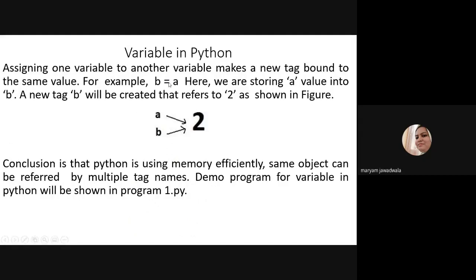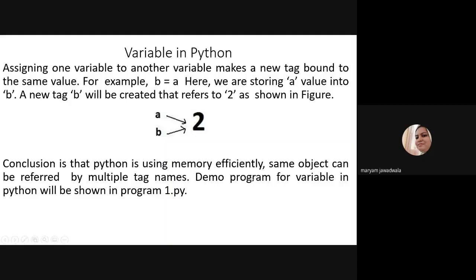And suppose I write b equals a, I'm copying the value of a to b. Then what happens? The value of a and b is 2. Instead of creating two different memory locations, in Python the memory address remains the same, and that object 2 is referred to by two tags, a and b. So the conclusion is that Python uses memory efficiently. The same object can be referred to by multiple tag names.